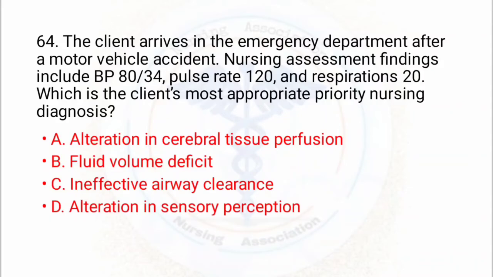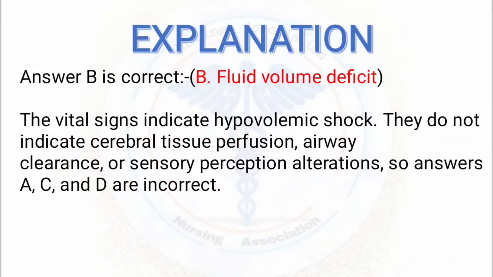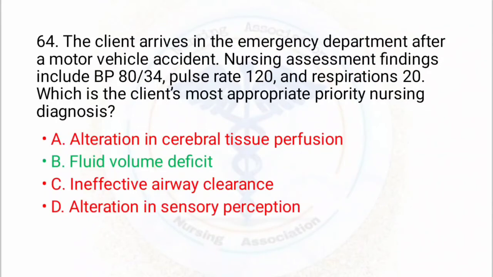Our correct answer will be fluid volume deficit, because the vital signs indicate hypovolemic shock. They do not indicate alteration in cerebral tissue perfusion, airway clearance, or sensory perception. So answers A, C, and D will be incorrect, and fluid volume deficit will be our correct diagnosis because the findings are a blood pressure of 80/30, which is hypotension, the pulse rate shows tachycardia, and respiration is normal.